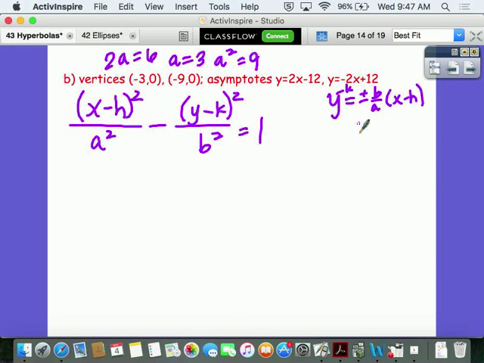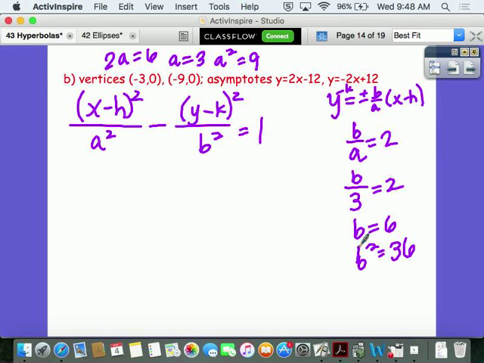Now, we already know that b over a should equal what number? 2. Because if it's positive, it's going to be a positive 2, and if it's negative, a negative 2. We know that a is 3. So just multiply 3 times 2, so b is 6. You see how that works? b squared is 36. So we use the fact that we know the slope is b over a to help us find b, and we use the fact that we knew what a was because of our vertices. So we have a squared, we have b squared.